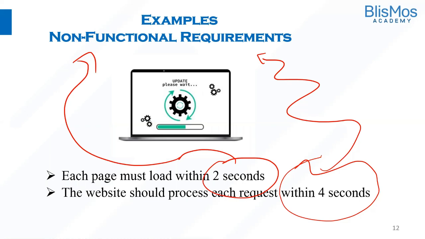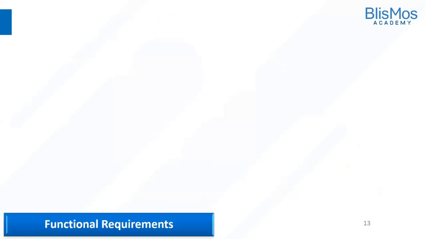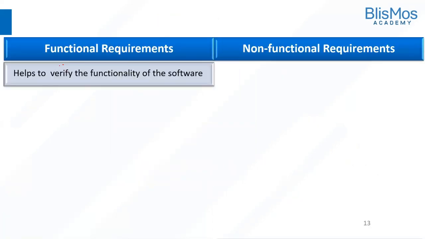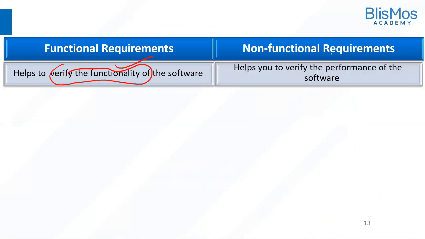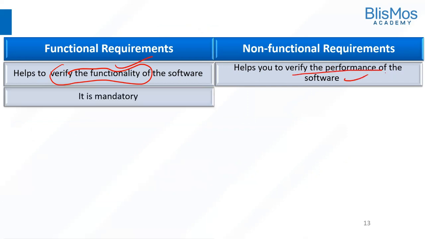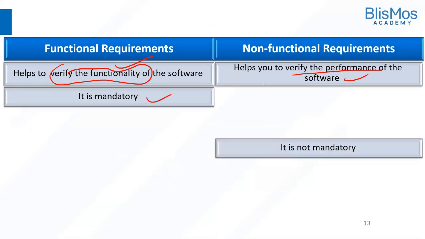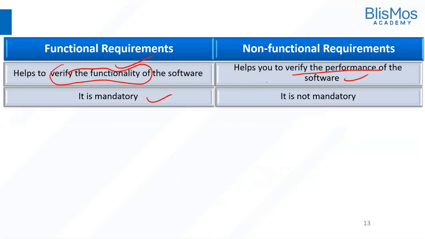Awesome. We understood what is non-functional requirement, what is functional requirement. Let us wrap up this video by knowing the differences between functional requirement and non-functional requirement. Functional requirements help to verify the functionality of a software. On the other hand, non-functional requirements help to verify the performance of the software. Functional requirements are very much mandatory. Otherwise, how would the system work, right? On the other hand, non-functional requirements may not be mandatory in all the cases.